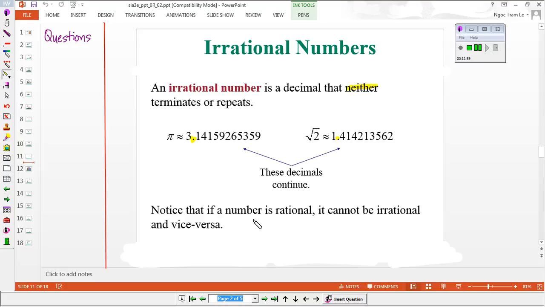I also have a note for you that if a number belongs to rational, then it cannot be irrational, and vice versa. It means that if you already classify that number as belonging to the set of rational numbers, then you cannot say the same number belongs to the set of irrational numbers.